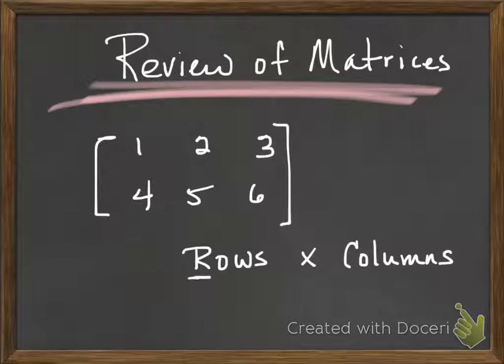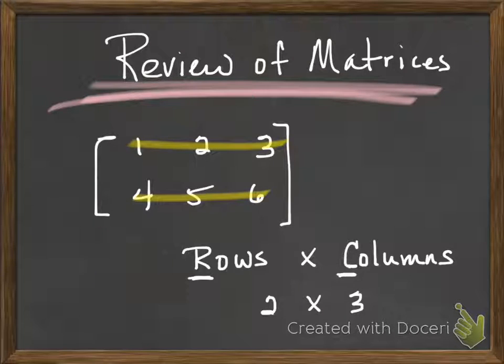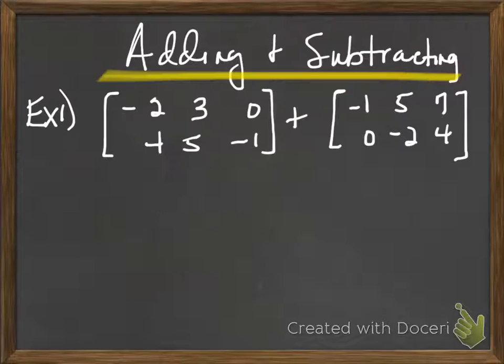If you have trouble remembering this, just think about RC cola. The rows will come before the columns. So in this particular matrix, there are 2 rows and there are 3 columns. Rows are going to go across and columns are going to go up and down. So if we were just doing the dimensions of this matrix, we would say it's a 2 by 3, because it has 2 rows and 3 columns.